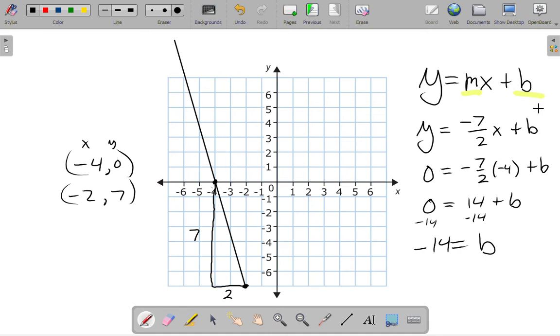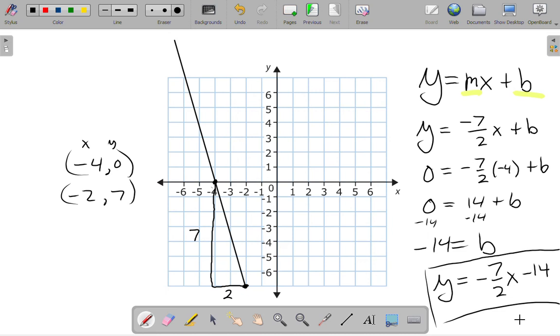All right, my original equation that I was looking for two pieces. I need the slope and I need the y-intercept. So I put that back in the equation with the slope I found. My slope was -7/2x. My y-intercept, -14. And that's the equation of that line.